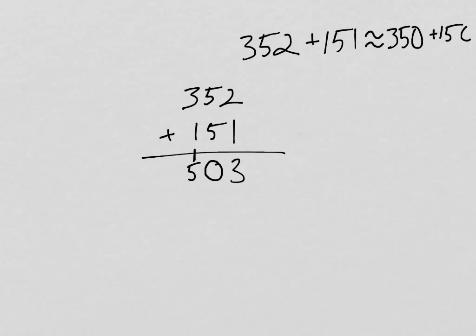So I have 350 plus 150, and I can use a little mental math strategy there, that I see the two 50s there. I can add them together to make a 100. So I have 300 plus 100 plus another 100 that I get by combining those two 50s from 350 and 150, and that will be 500. So my answer should be about 500, which 503 certainly is.